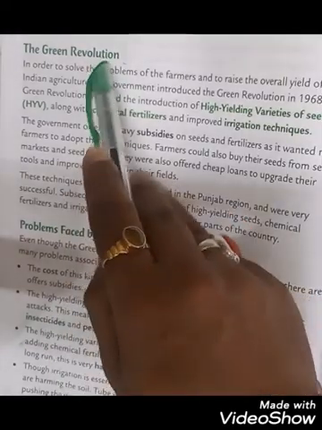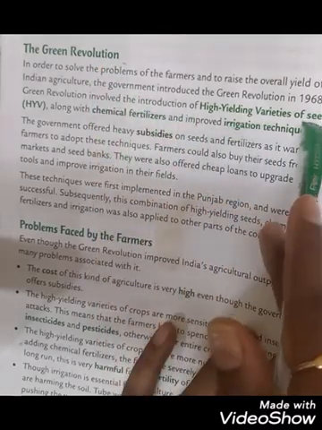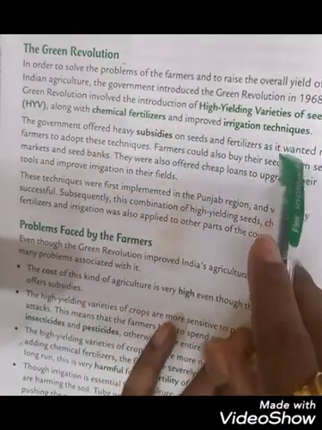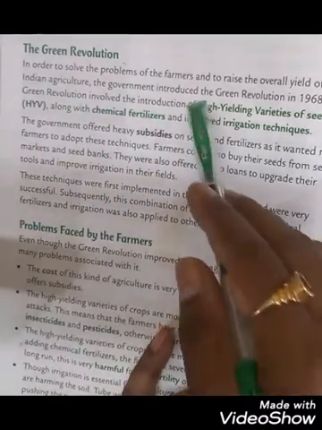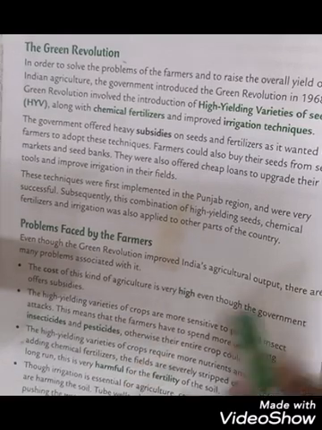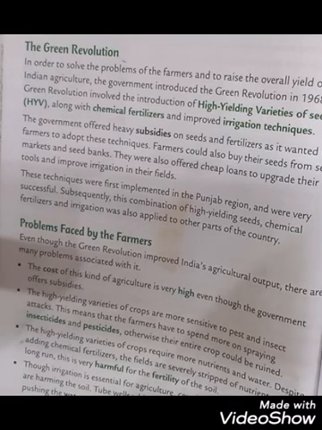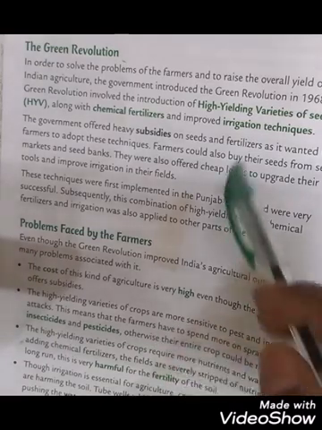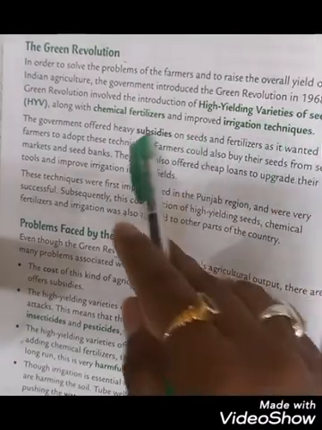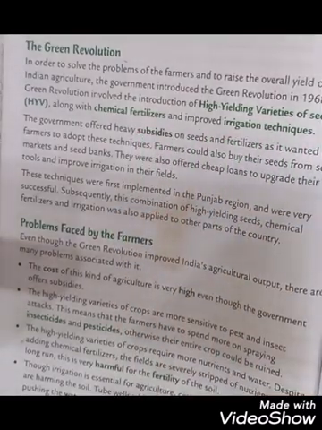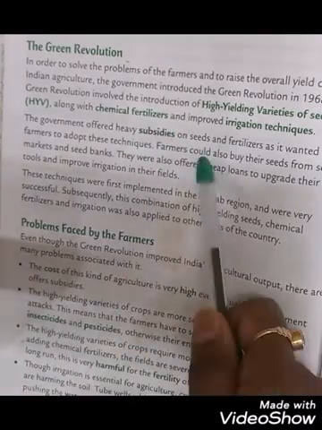So the next part of the topic is the Green Revolution, where the government introduced many varieties of seeds, chemical fertilizers and irrigation techniques to increase production. There were lots of problems faced by the farmers, so in order to increase production, the government introduced the Green Revolution in 1968, which involved higher yielding varieties of seeds, fertilizers and irrigation techniques. Along with this, the government offered subsidies on the seeds and fertilizers.